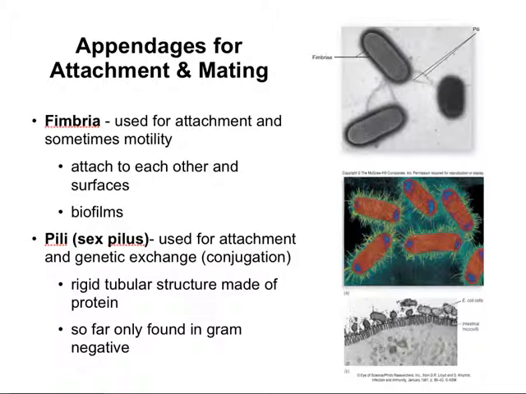to develop. The sex pilus, or pili in the plural form, are used for attachment in order to accomplish genetic exchange. So it's not about movement here. The pilus is a rigid tubular structure that's made of protein. So far, they've only been found in gram-negative bacteria. Gram-positive bacteria have another mechanism for exchange of genetic material.